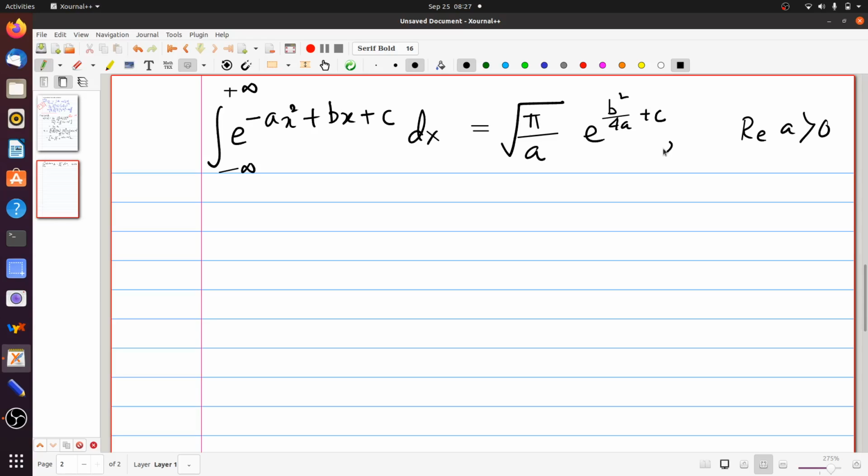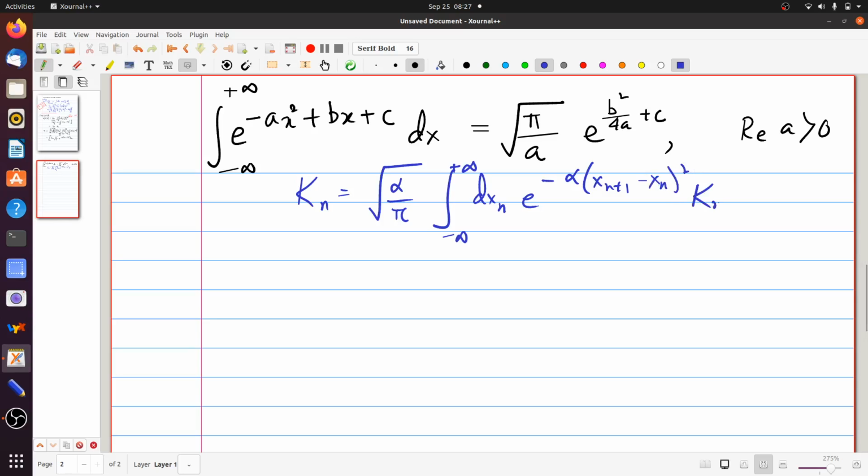Now I'm not going to do this explicitly. I'm just going to assume that you understand that this is the procedure that we use to make this integral converge. Now, getting back to the actual calculation, this was the formula that we have to work with. Root over alpha by pi, integral over all space over the nth variable, e to the minus alpha (x_{n+1} minus x_n) whole square, a_{n-1}.